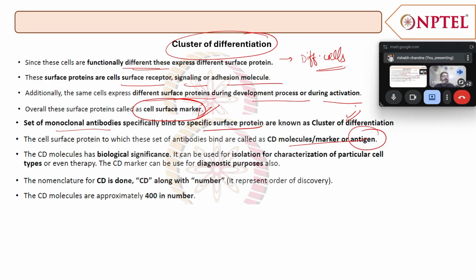That's how different cell types are defined, because they have different sets of CDs. They have a biological significance and can be used for isolation and characterization of particular cell types, or even for therapy or diagnostic purposes. They are represented along with a number, and there are approximately 400 as of now. As the research goes on, it can increase to more than 400 also.